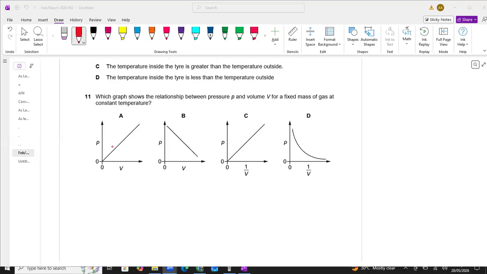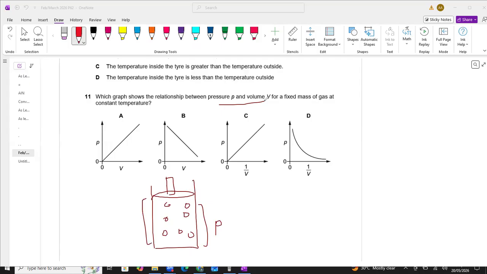Thank you, beta. In question number 11, they are asking which graph shows the relationship between the pressure and volume for a fixed mass of gas at constant temperature. So pressure and volume relation, they are talking about the gas laws. For example, this is a container filled with gas. These are the gas molecules which are moving in random directions. This is the piston. Right now, this is the initial pressure of the gas, and this one is the initial volume.